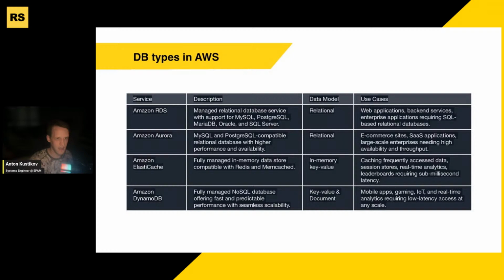Yeah, and on the next slide, I'm not sure if you can see something, because when I created this presentation it was quite readable, but not here. Anyway, as I already mentioned, there are four main database types: RDS, Aurora DB, ElastiCache, and DynamoDB. And here you can see the difference between them and the use cases where they may be helpful.